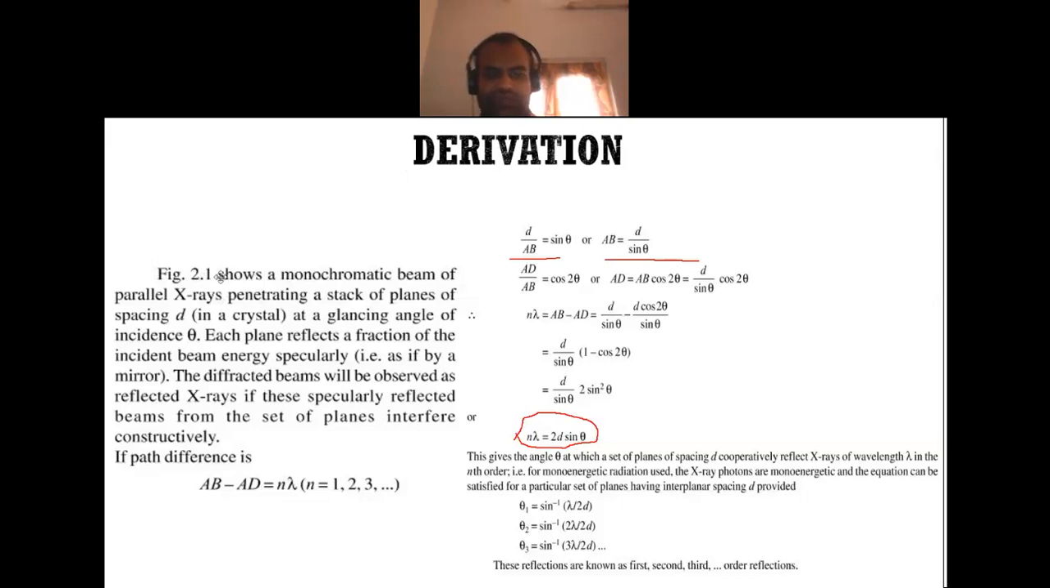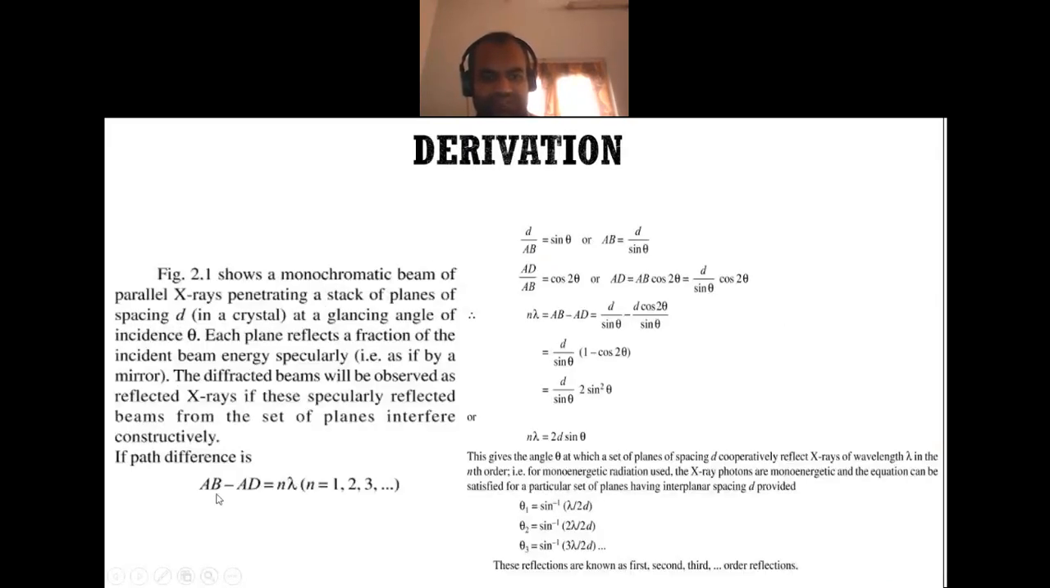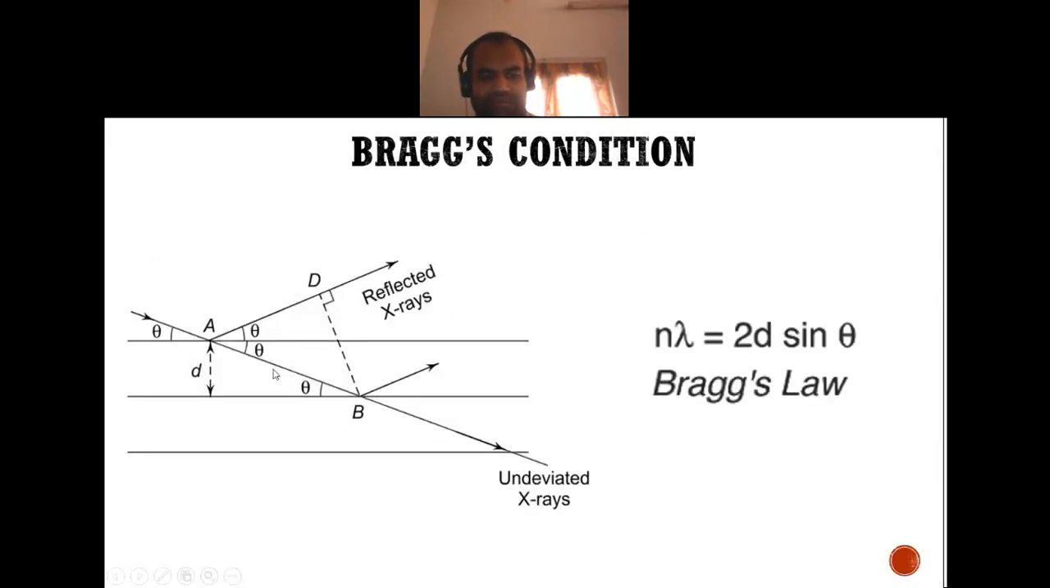This is figure 2.1. So what is the path difference? Let us check. AB minus AD equals n lambda. When we get interference, what is the interference condition? The path difference is equal to n lambda. Path difference is an integral multiple of the wavelength.